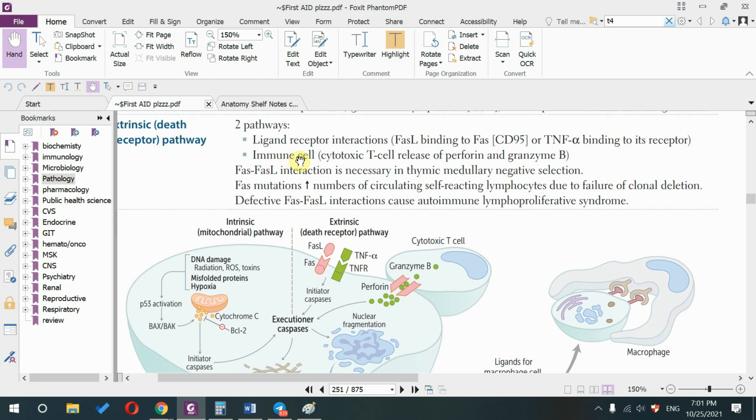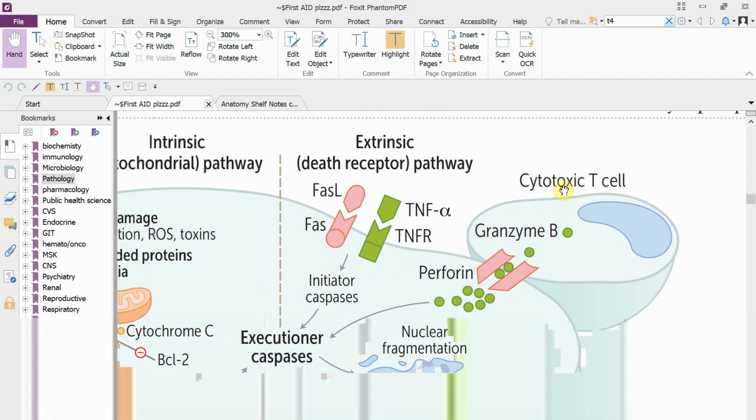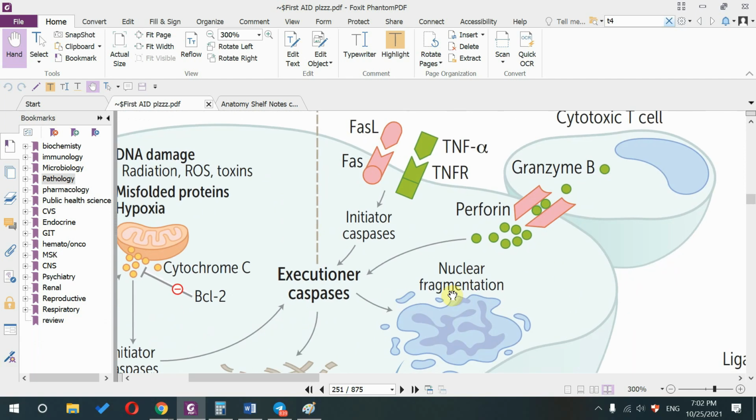So the immune cells, like the cytotoxic T cells. Oh, remember about the cytotoxic T cells. I hope you remember which CD marker they have. They have CD8, cytotoxic CD8, okay? While the helper ones have CD4, so cytotoxic CD8. Okay, so these are the cytotoxic T cells. They want to kill these cells. How to kill these cells?